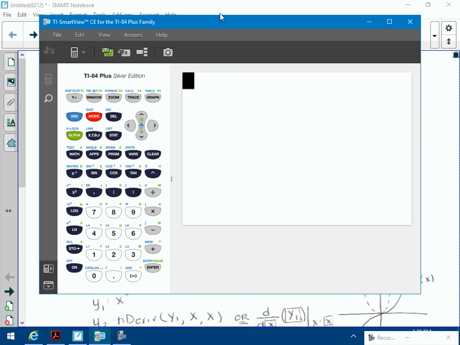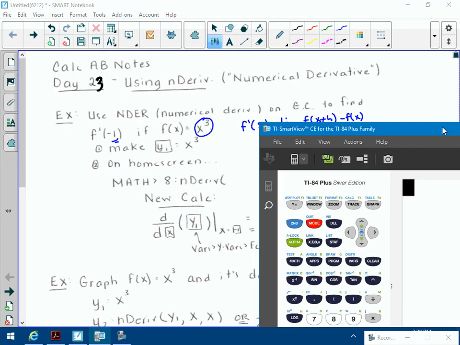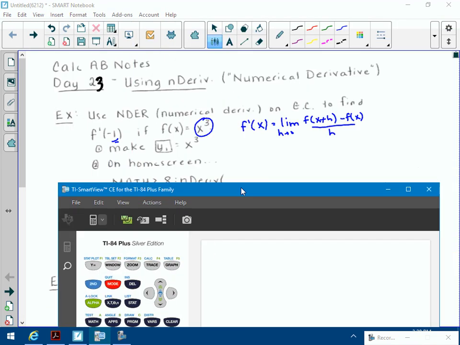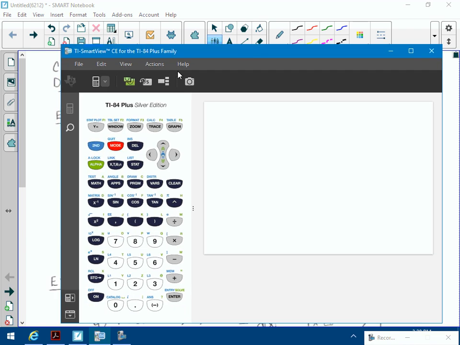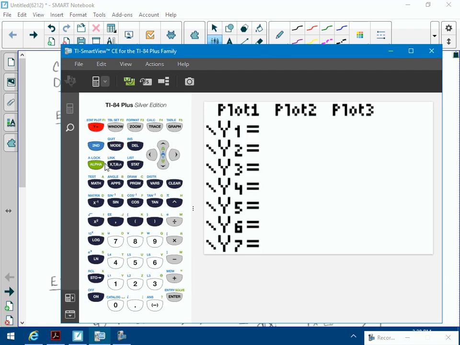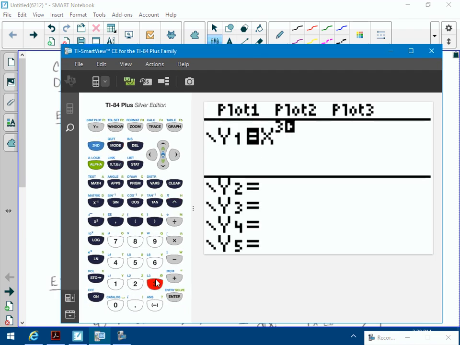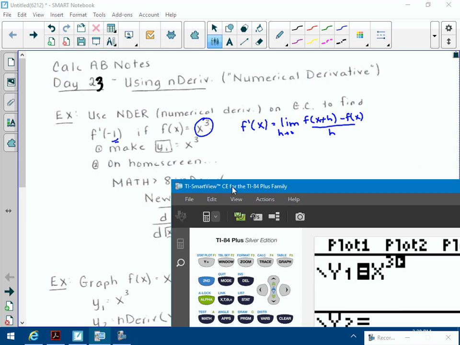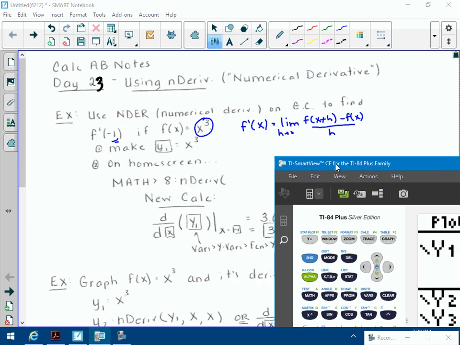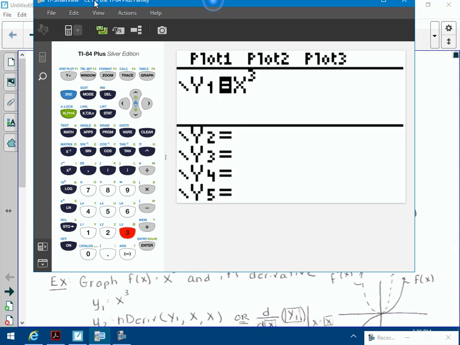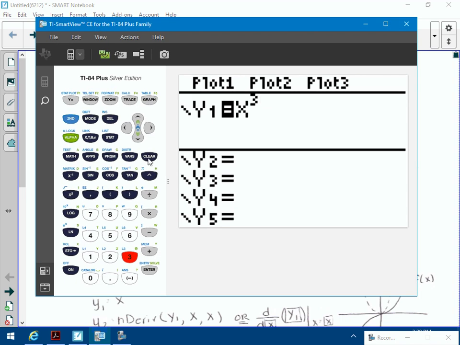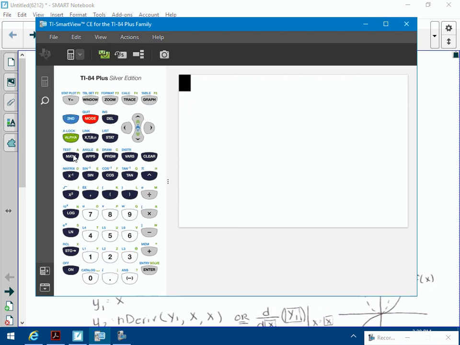So on your calculator, here you go. First step says go to y equals, put in the equation. So I want x cubed. So go to y equals, type in x cubed. There we go. Next up it says on the home screen, we want to go to math 8. So the home screen is when I get out of this screen. That's my home screen. Math 8.